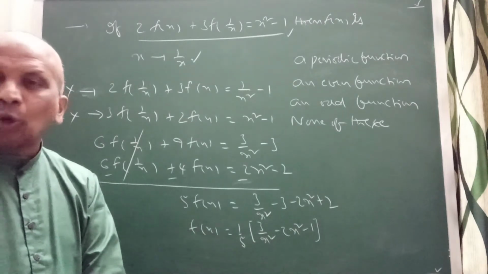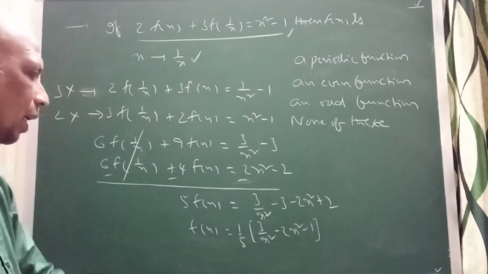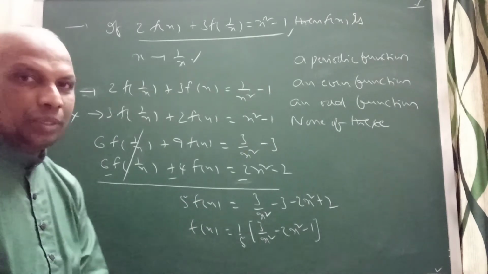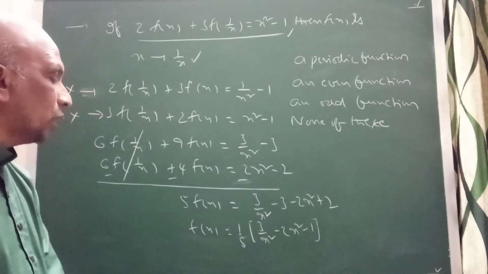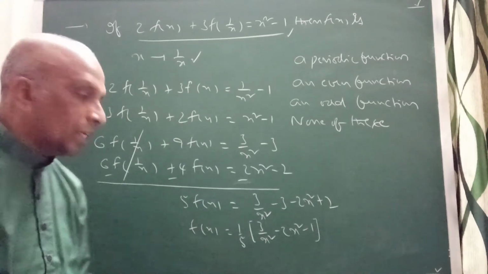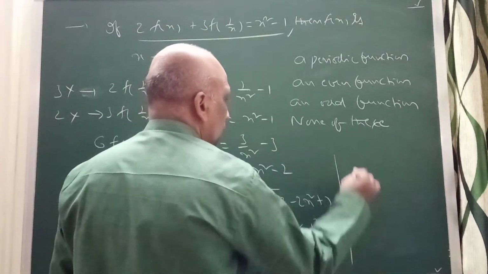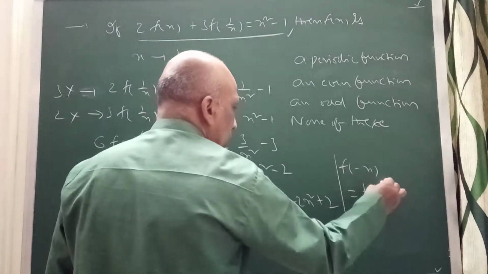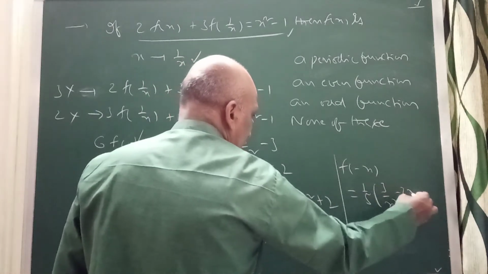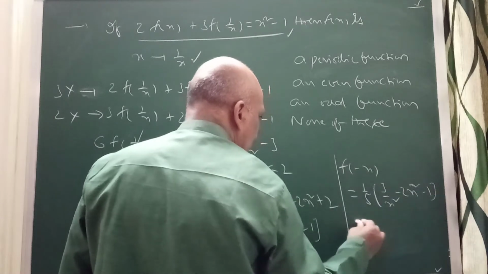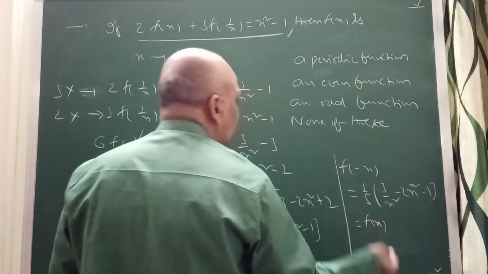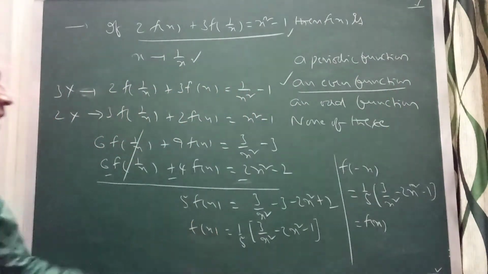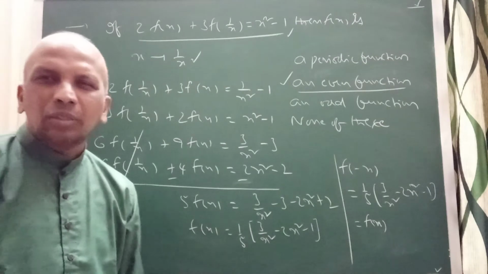So here, if you want to verify whether the function is even or odd, I can check f of minus x. If there is no change in the function for f of minus x, that means it is an even function, right? Replace x with minus x. F of minus x, if we take, will be 1 by 5 times 3 by x square minus 2x square minus 1. There is no change, which is equal to f of x. So the answer is an even function. Your answer is an even function. There is no change in this. That way we can decide here.